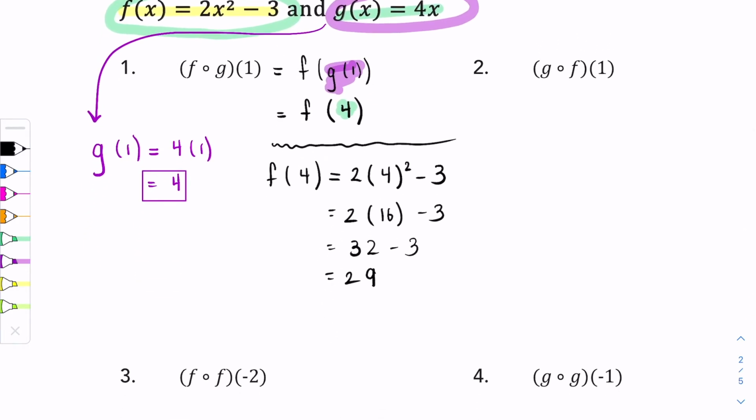All right, once I evaluate the f function at 4, I get my answer of 29. 29 is the answer to the entire problem. This is f of g of 1. And we know that after we simplified all of that work, we get the answer of 29.